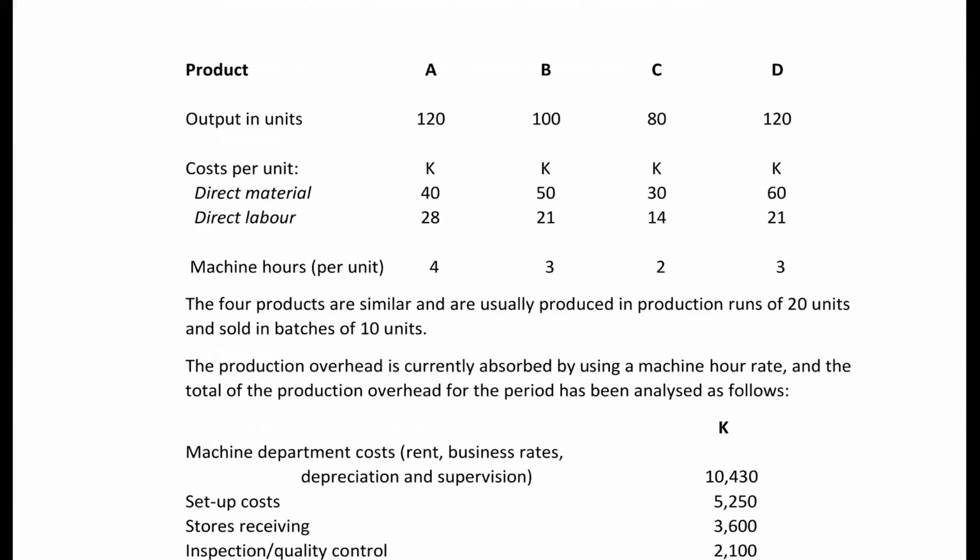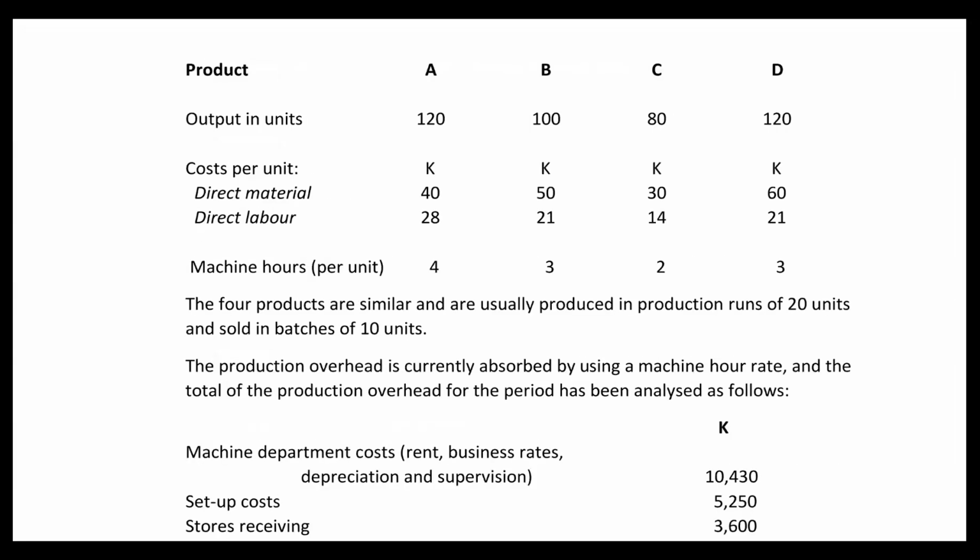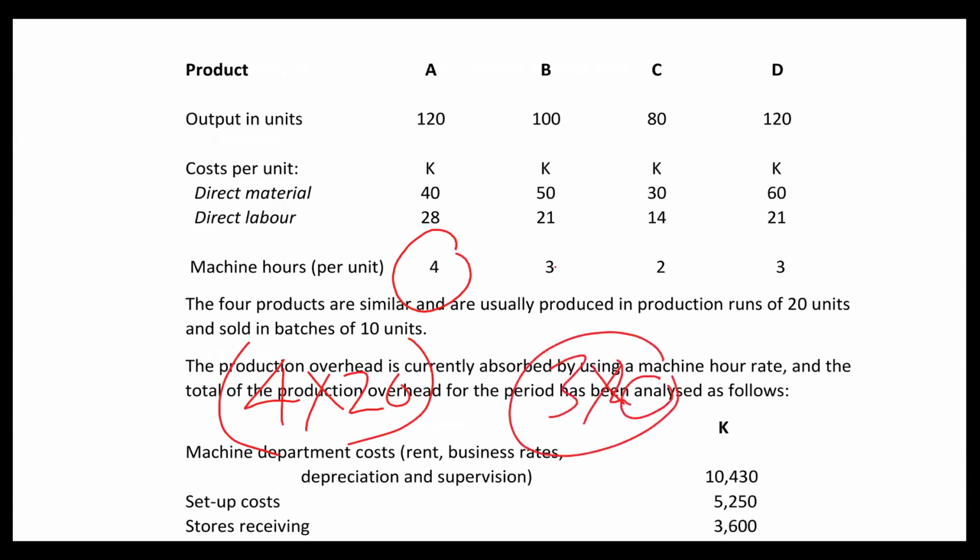So if you want to find the overhead costs for this product using traditional costing, number of hours, 4 times 20, right? That is for product A. For B, you say 3 times 20 again. 2 times 20, 3 times 20. These will give you the total overhead per unit.